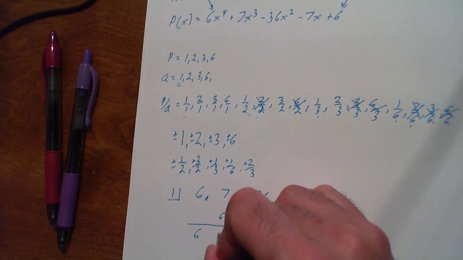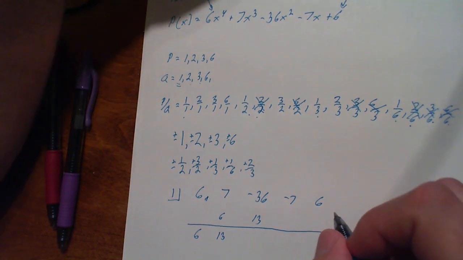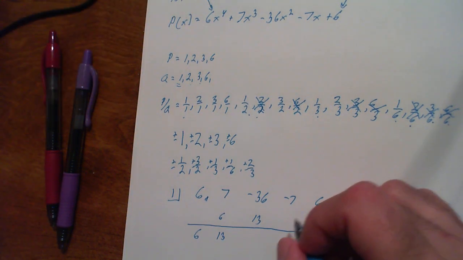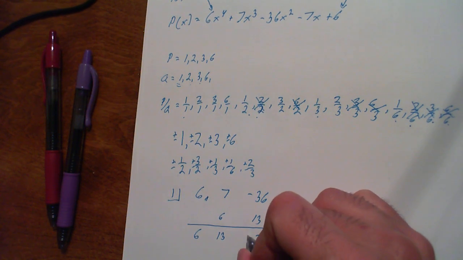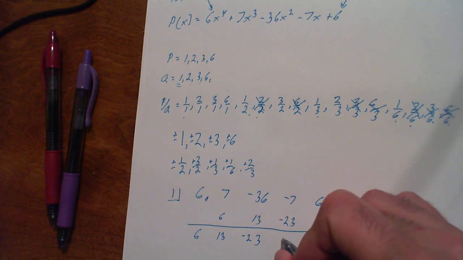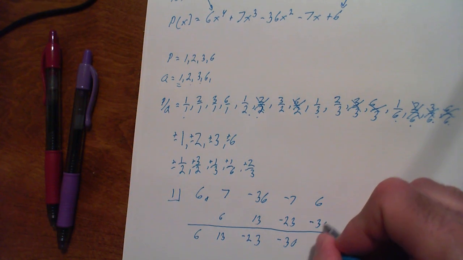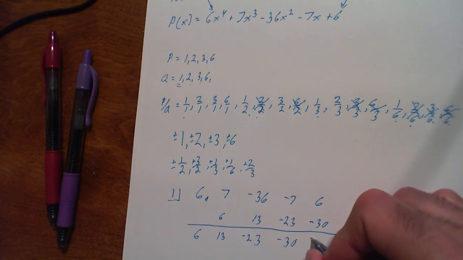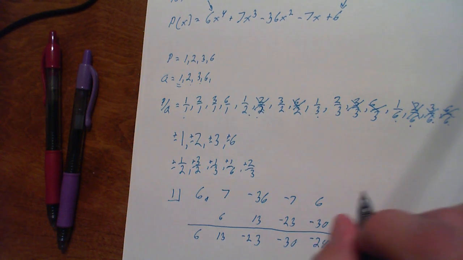6, 6, 13, 13. Negative 36 plus 13 is negative 23, negative 23, negative 30, negative 30, and negative 24. 1 will not work. I wish it worked.